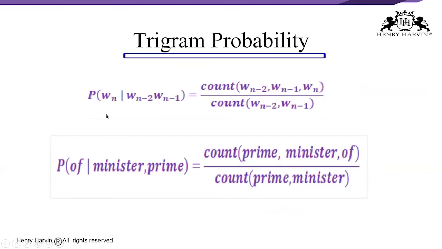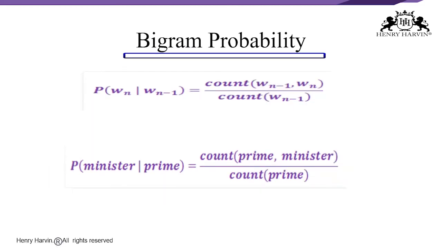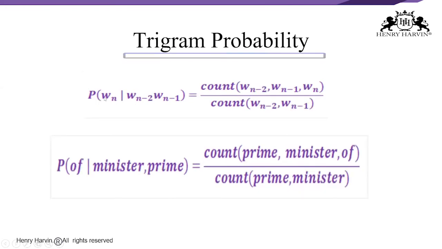Now the trigram probability: probability of Wn given Wn minus 2, Wn minus 1. Try to understand the difference between this and that. Here we are trying to predict this word given these two, right? So it is count of Wn minus 2, Wn minus 1, Wn divided by count of Wn minus 2, Wn minus 1, right? So the probability of a word given "prime minister" is equal to count of prime, minister, and that word.